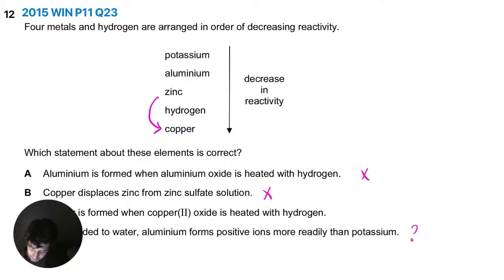Okay, I believe the answer is C. The answer is C over here. Potassium will form ions more readily because it's more reactive. That's why you see it trying to readily form ions, because it just catches fire.